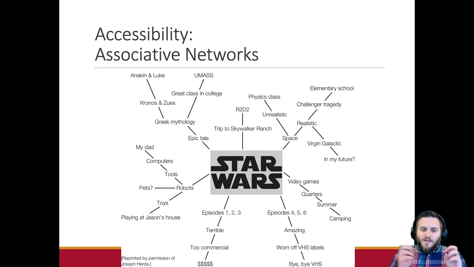All right. So this entire spreading activation, you go from 4, 5, 6, amazing. Worn off VHS labels. I still have the VHS for 4, 5, 6 on my shelf over there. Bye-bye VHS, because VHS doesn't exist anymore. Well, I mean, VCRs do exist, but who has that, right? So, you know, all of this information comes to you. It becomes more salient because it's accessible. The more you think about Star Wars, the more you think about this schema and these associative networks. So this image is from Joseph Herta.